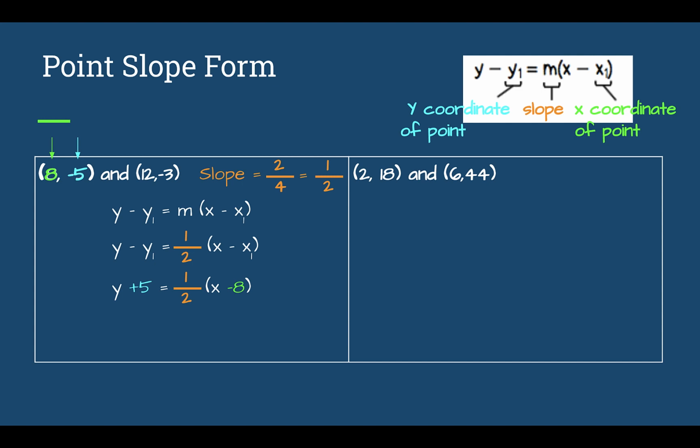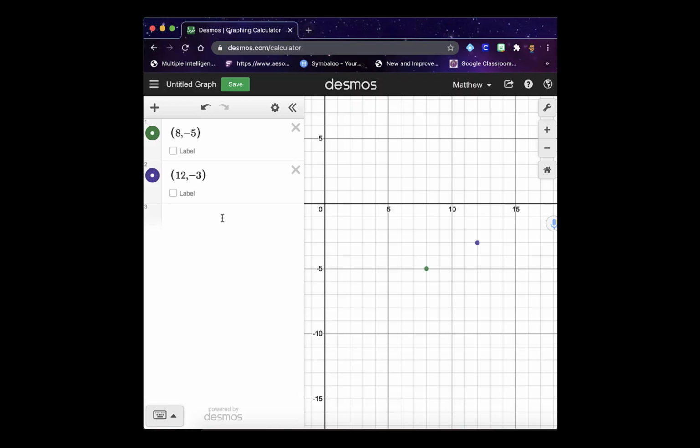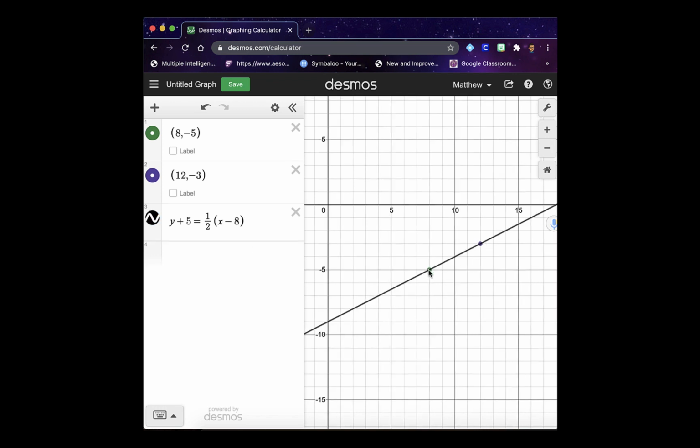Had we chosen the other point to use, (12, -3), I would do the same process. The slope would be the same, but my point would be different. Again, we should use Desmos to check. So if I go back and I type in what I think I had, 1/2 times x minus 8. Notice the line goes through my 2 points that I had graphed, telling me that I did the correct thing. If I had the wrong signs, my line wouldn't go through my points, which would indicate something is wrong.